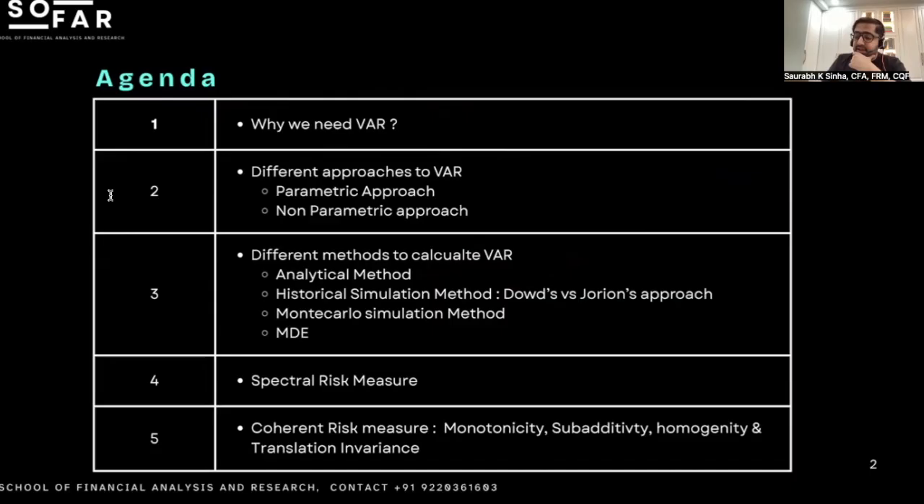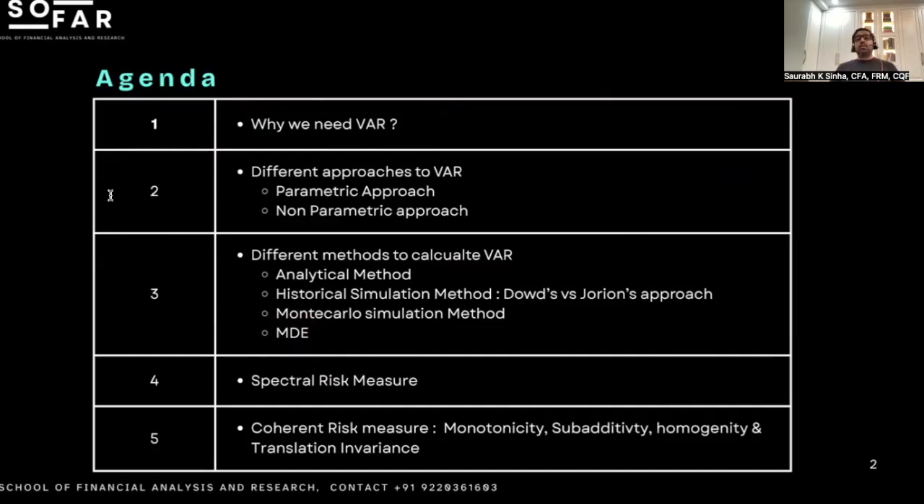Then we will try to understand the Monte Carlo simulation method. And then MDE. This is a very advanced discussion. It is not mentioned in FRM Part 1 or Part 2, nor in the CFA curriculum, Level 1, 2, or 3, but it is one of the requisite discussions for any risk manager. If you are going to model risk, you need to understand what MDE, multivariate density estimation, is to calculate VaR. So we'll discuss it.